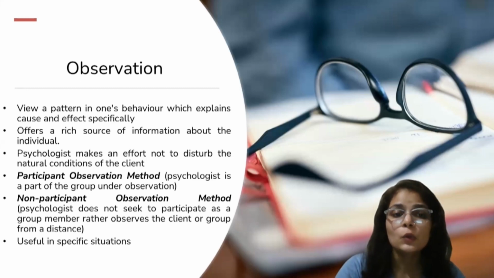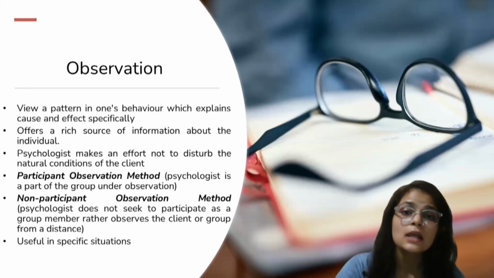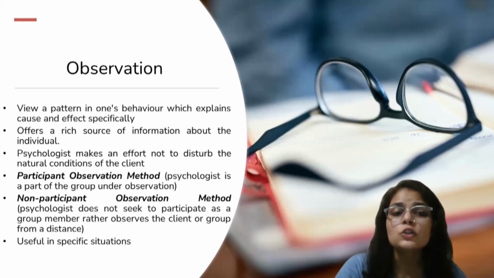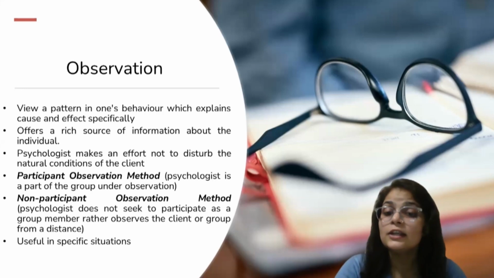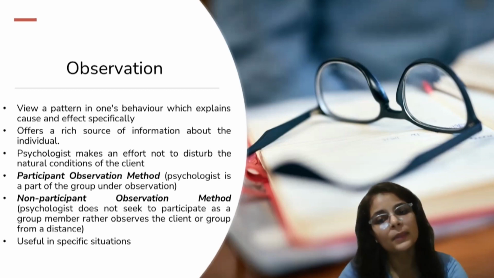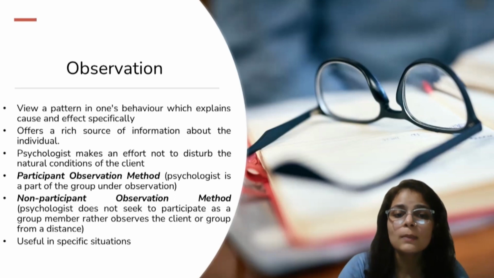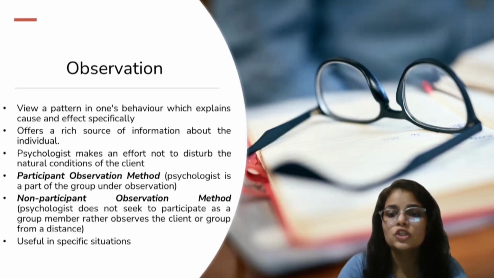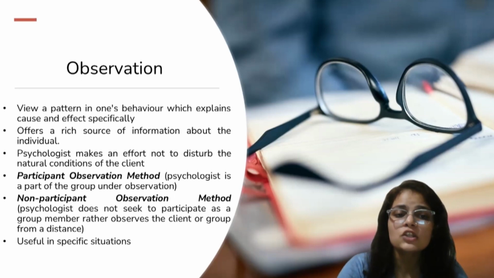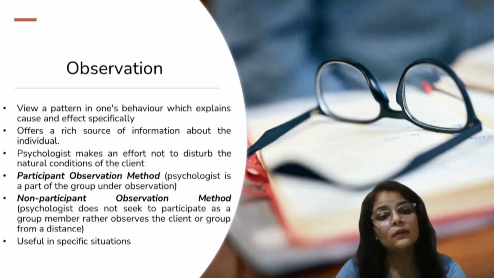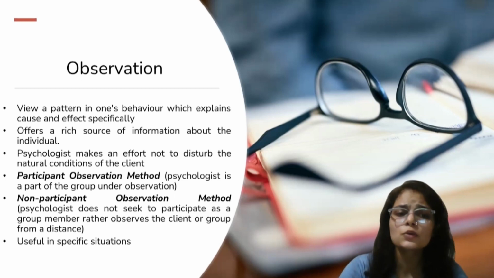It is viewing a pattern in one's behavior that explains cause and effect. It tends to offer a rich source of information about the individual who is being observed. The psychologist also makes an effort to not disturb the natural conditions of the client, and it leads to two types of observation, which include participant observation method and non-participant observation method. In participant observation method, a psychologist is a part of the group which is being observed. And in non-participant observation method, psychologists do not participate as a group member, rather they observe the client or the group from a distance. It can be understood with an example.